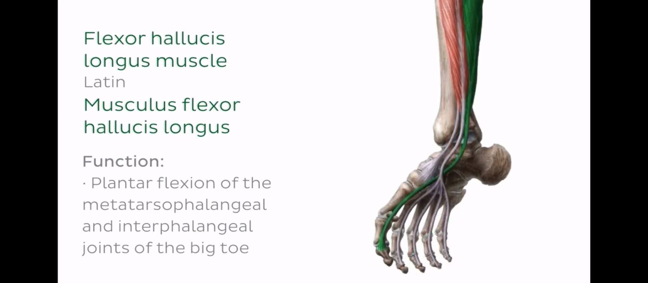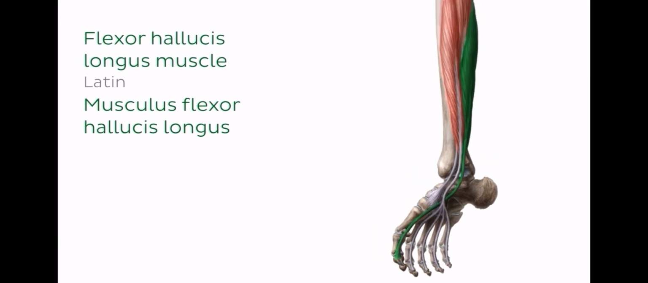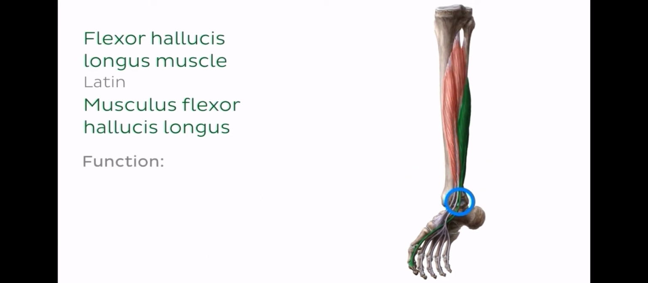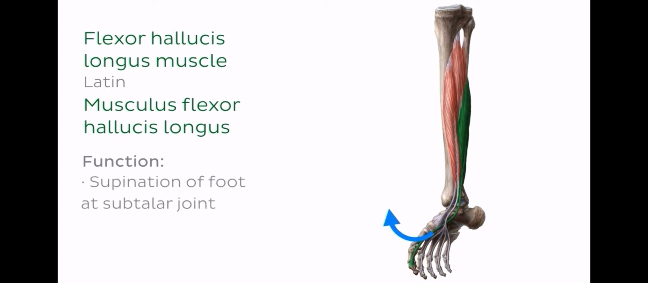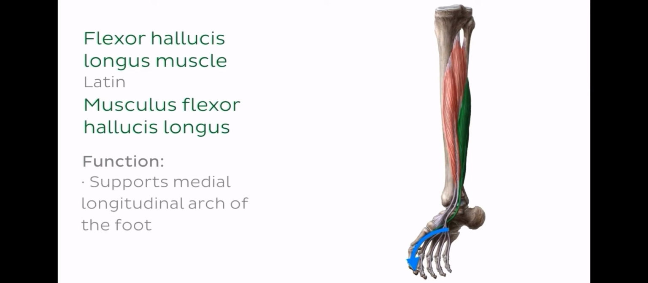Now again, let's have a look at our circle, and the circle is pointing out our metatarsophalangeal joint of the big toe, and now it's moving down. And this second circle is pointing out the interphalangeal joint of the big toe. There's only one in the big toe. And of course, the flexor hallucis longus muscle also helps with plantar flexion at the talocrural joint or our ankle joint. And it also helps with supination of the foot at the subtalar joint. The flexor hallucis longus muscle also supports the medial longitudinal arch of the foot.